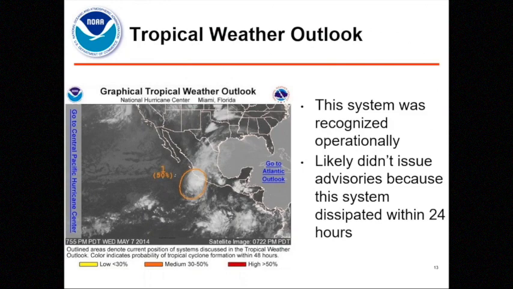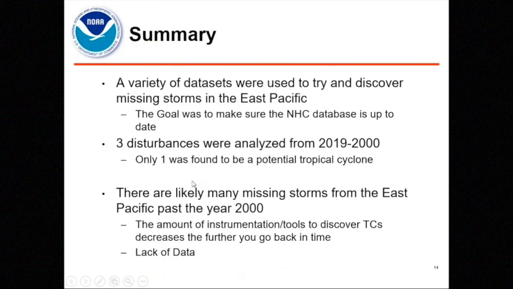And this is the tropical weather outlook that was given by the forecaster at the time. They didn't issue advisories for this system, and I'm assuming it's because they didn't think it was worth it. The system was going to dissipate within 12 to 24 hours. I think it was just such a short, brief time that the forecaster didn't think it was worth the time to put out advisories for it.